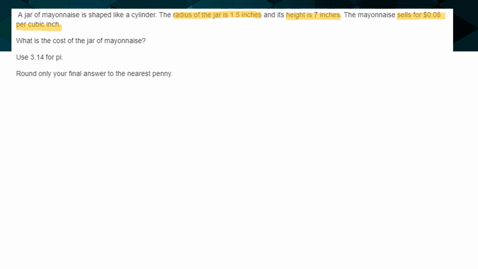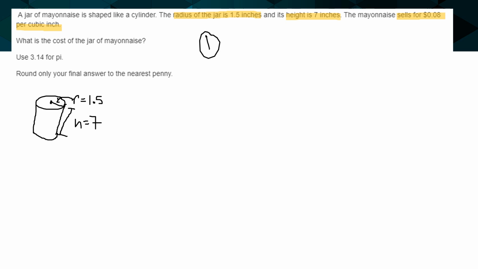First things first, we want to draw a quick little image just so we know what we're looking at here. We have a cylinder, and that cylinder looks like a can of beans a kindergartner drew, but that's okay. There is our radius, and our radius equals 1.5. Here is our height. Oh, it's a little slanted, sorry guys. Height equals 7 inches.